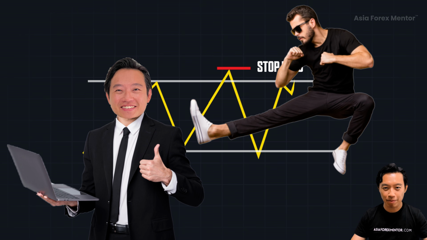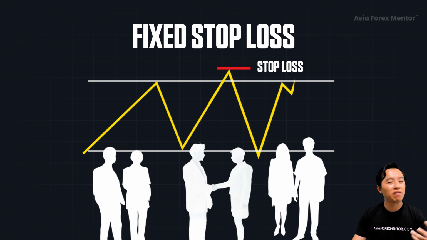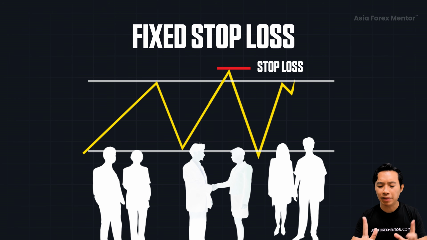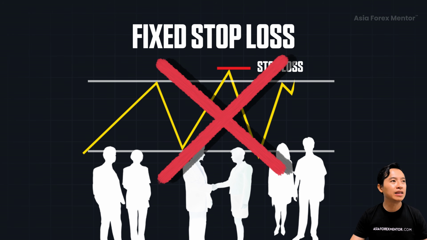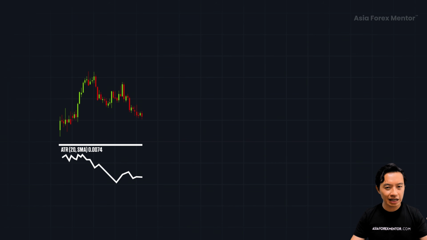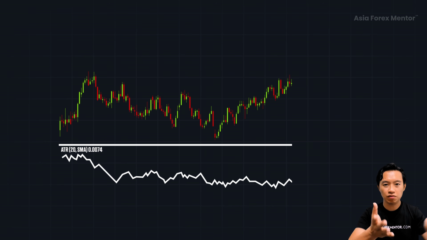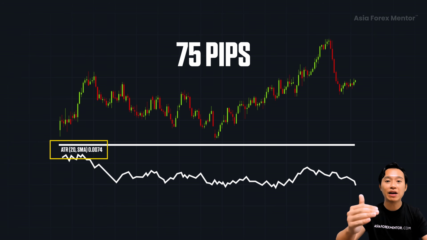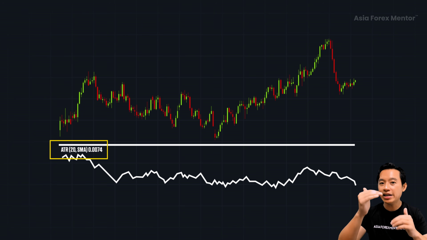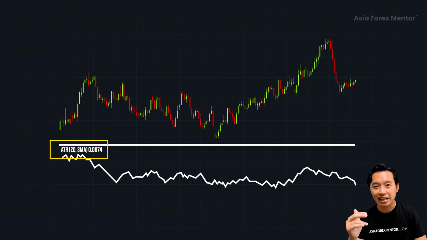So a lot of traders stick with a fixed stop loss because it's straightforward. But that doesn't mean it is effective all the time. For example, if the average daily move for a pair, say it's 75 pips, it makes more sense to base your stop loss on that than to just use a random fixed number, right?